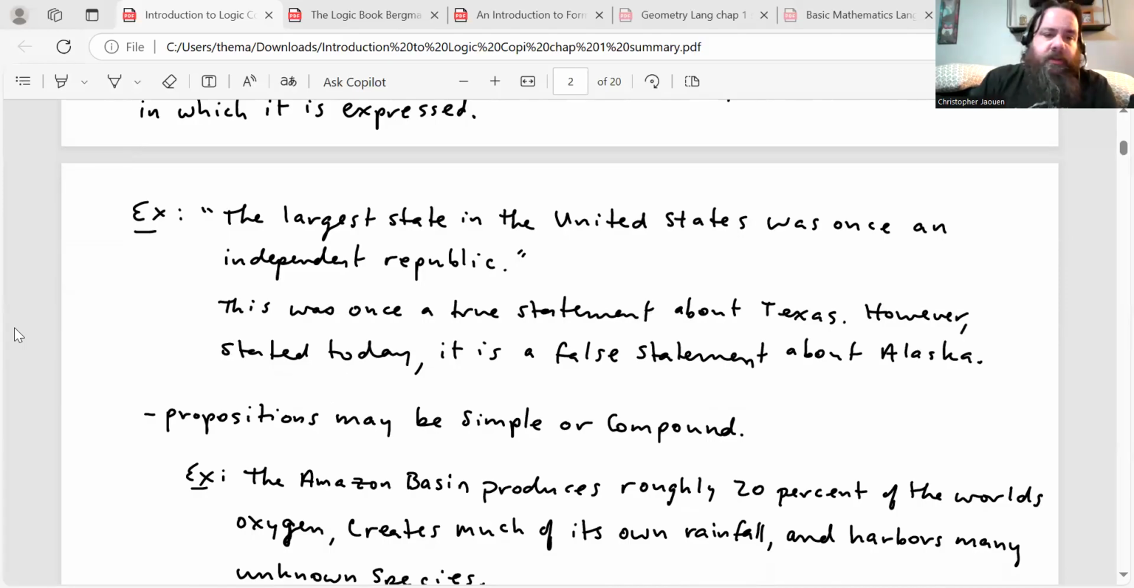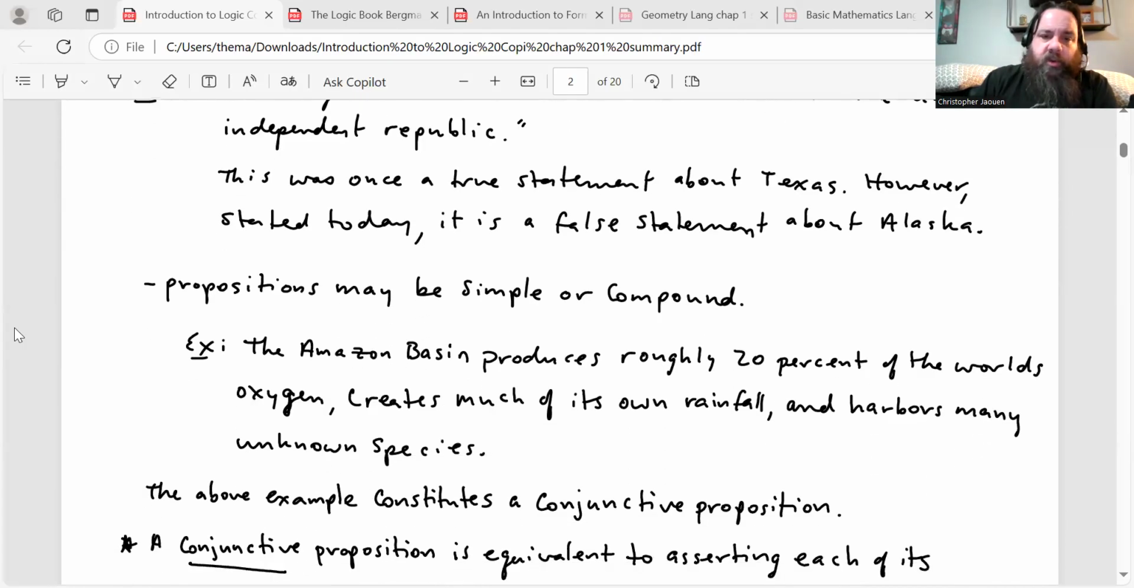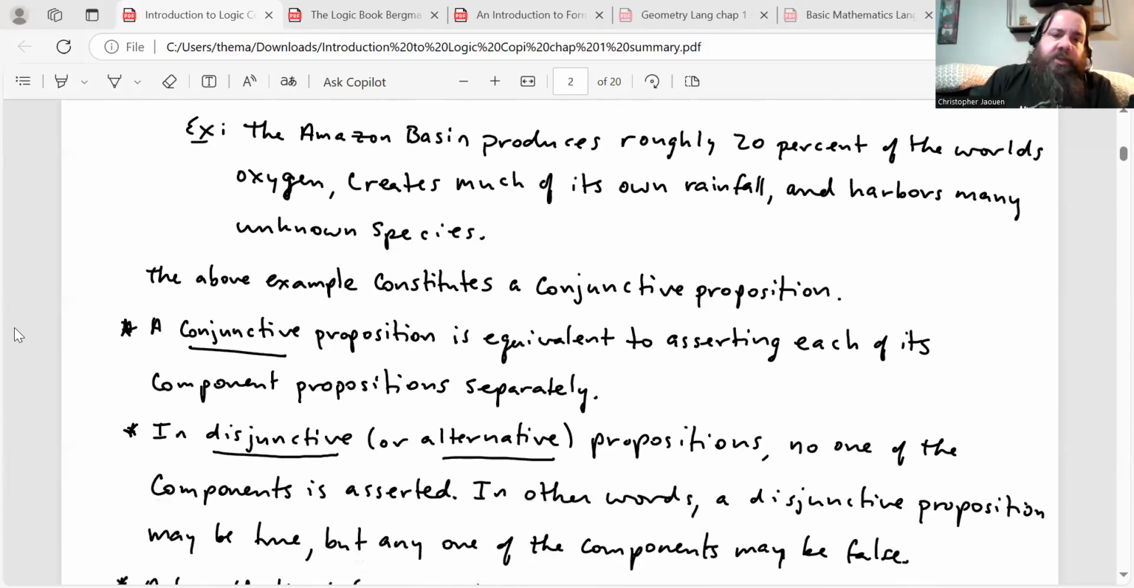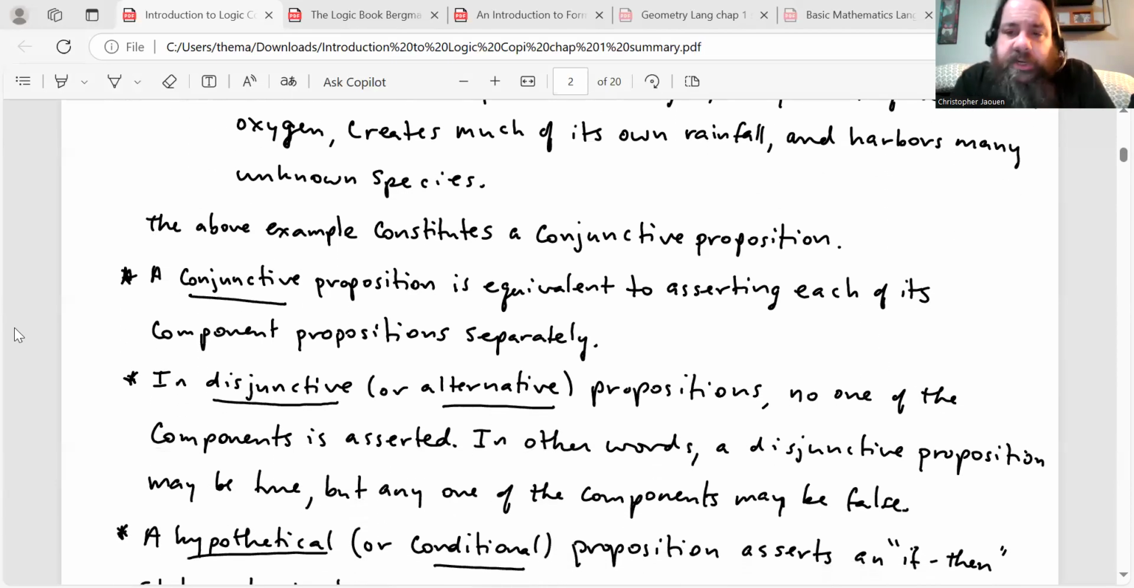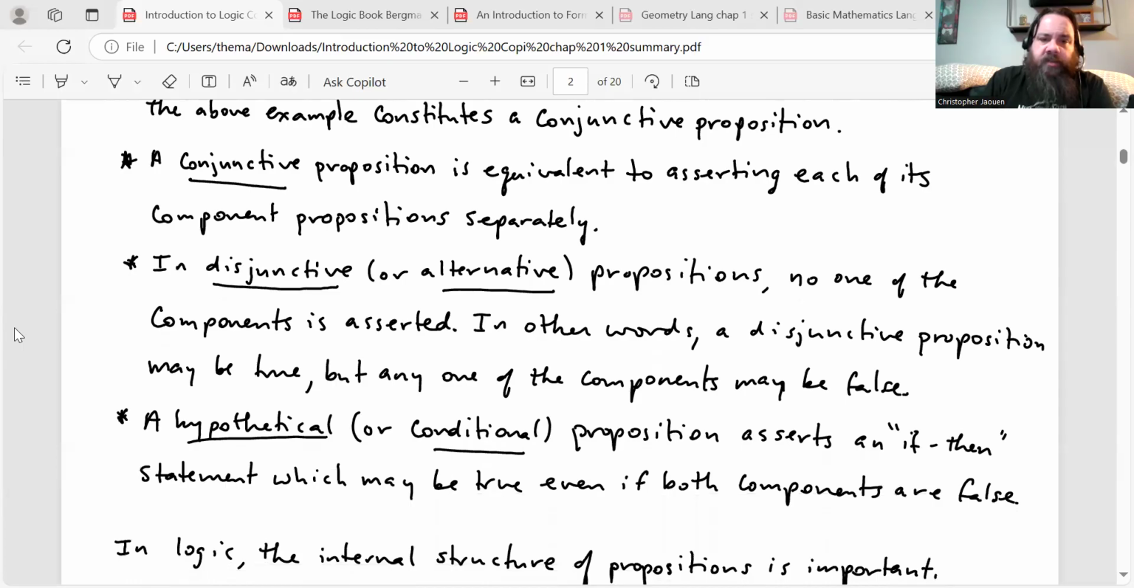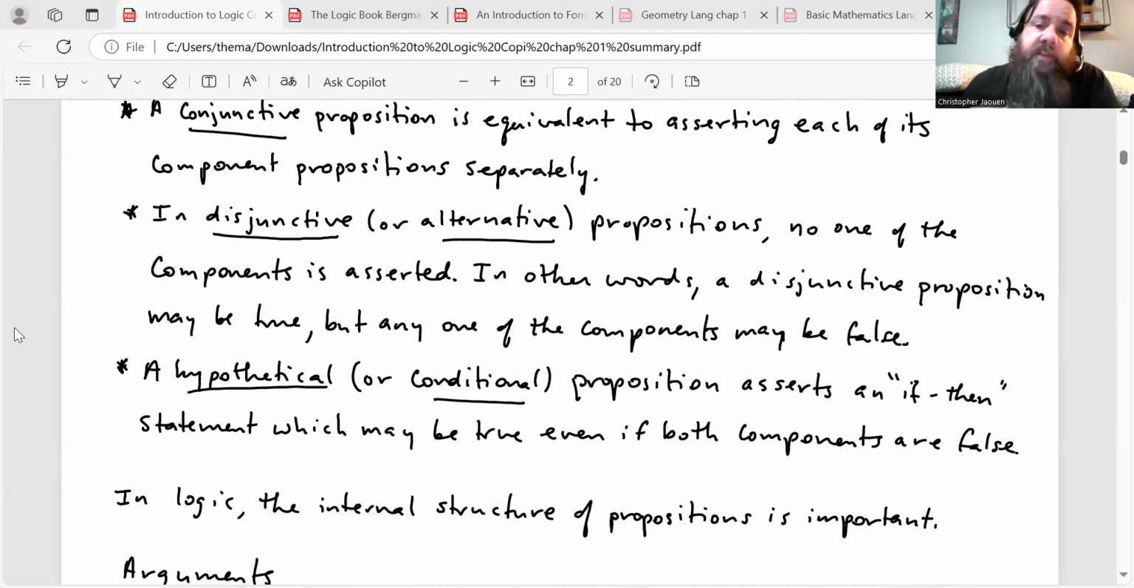Propositions may be simple or compound. For example, the Amazon basin produces roughly 20% of the world's oxygen, creates much of its own rainfall, and harbors many unknown species. So the above example constitutes what we would call a conjunctive proposition. A conjunctive proposition is equivalent to asserting each of its component propositions separately. We also have disjunctive propositions and hypothetical propositions. In disjunctive or alternative propositions, no one of the components is asserted.